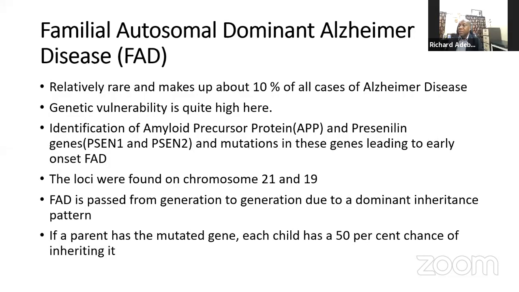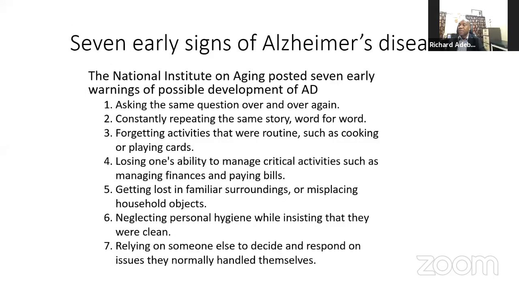FAD is passed from generation to generation due to a dominant inheritance pattern. So if a parent has the mutated gene, each child has a 50% chance of inheriting it. Let's look at 7 early signs of Alzheimer's disease. Let me rush over this because we still have a lot to talk about. The National Institute on Aging in America posted 7 early warnings of possible development of AD.